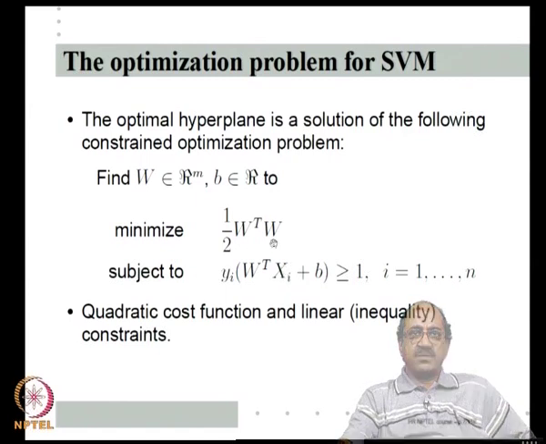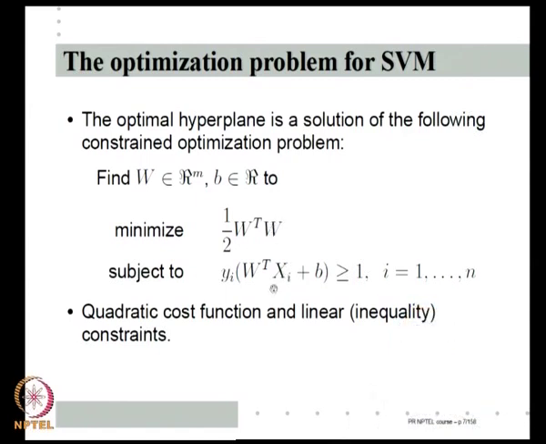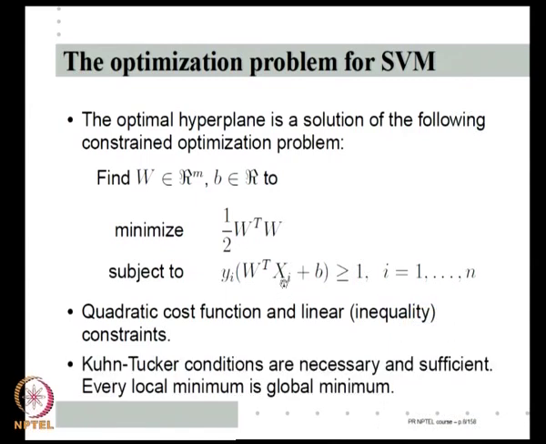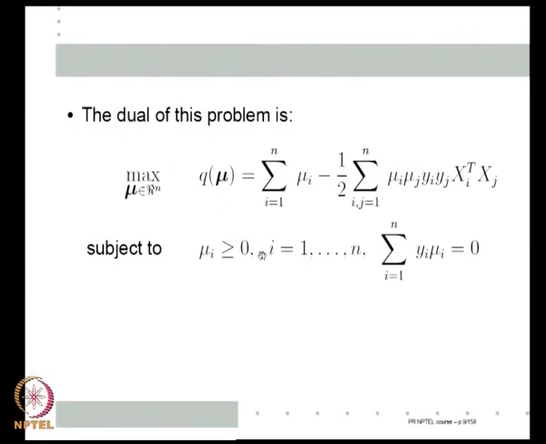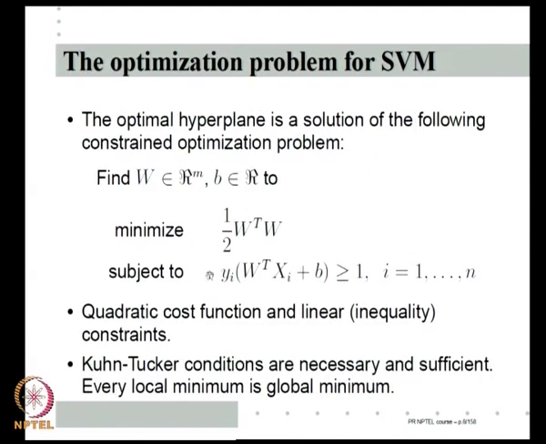This is a very nice optimization problem. You have got a quadratic cost function, linear constraints. It is almost a delight for any optimization theory or algorithms person to solve such a problem. Karush-Kuhn-Tucker conditions are necessary and sufficient, every local minimum is a global minimum. So, it is a very nice and simple optimization problem to solve, and we showed that we can find the dual of this problem. If this is the primal problem, we can find the dual of this problem.